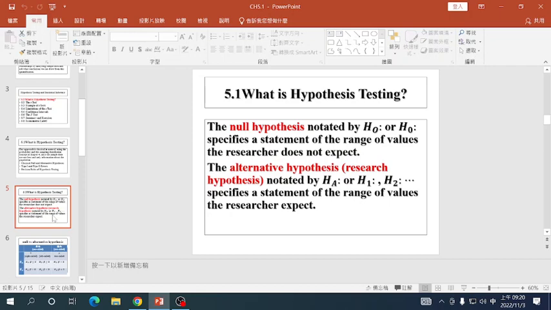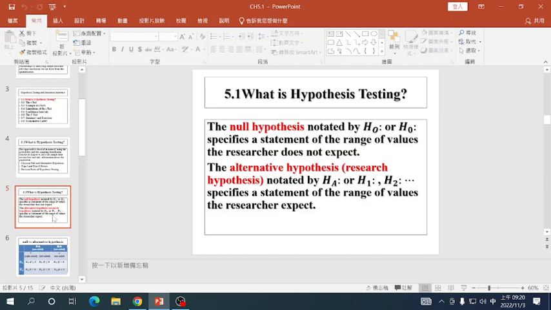Okay, then the other one is what we call the alternative hypothesis. And remember, this alternative means the other choice, right? Okay, the alternative hypothesis. Remember this one, we also call it the research hypothesis. The research hypothesis means the statement of the range of values that the researcher expects. You do the research, therefore this is what you expect.